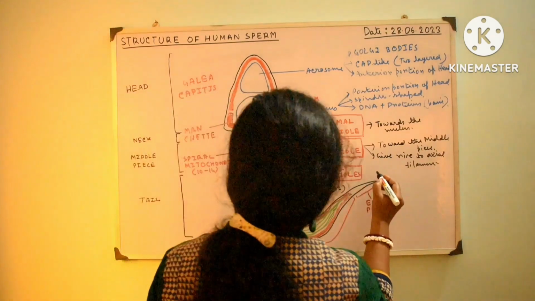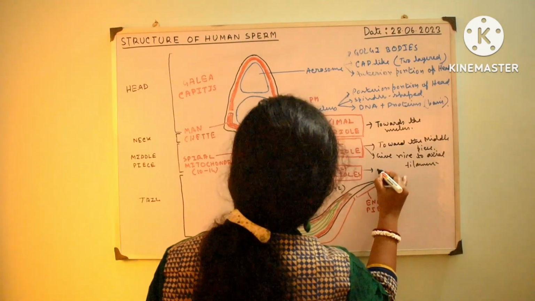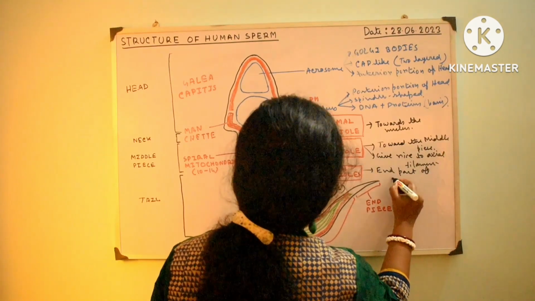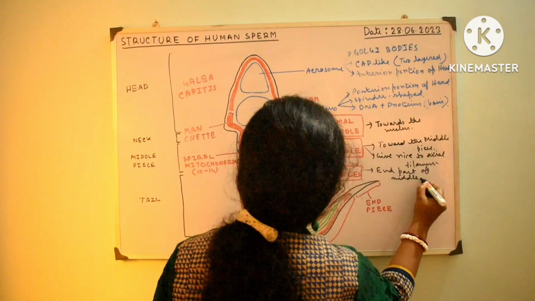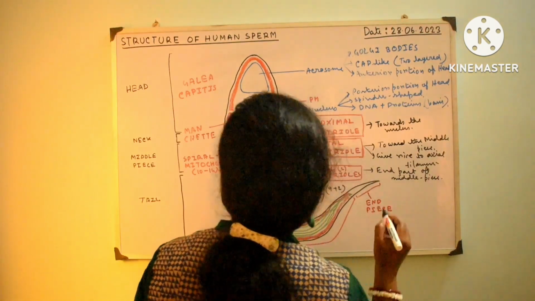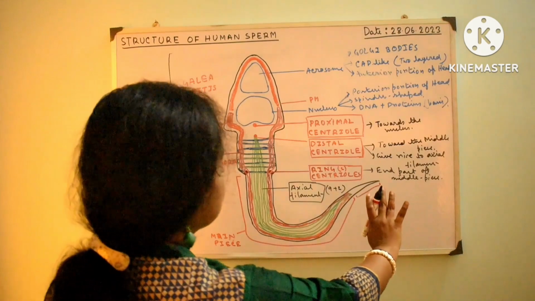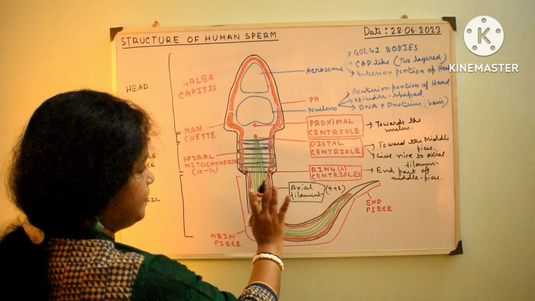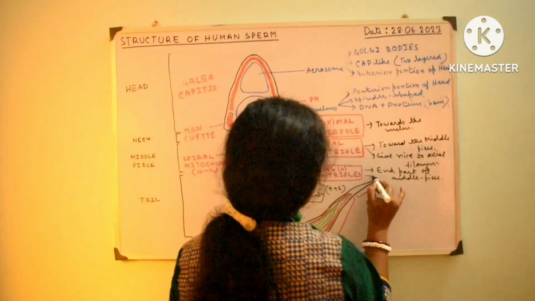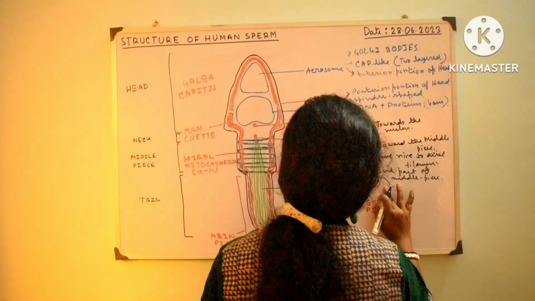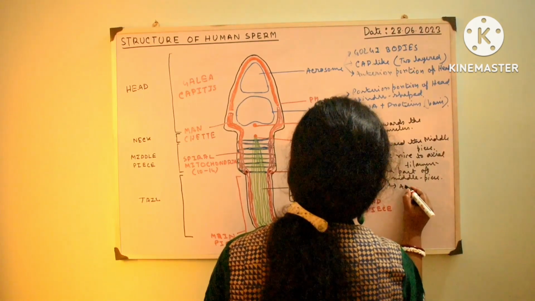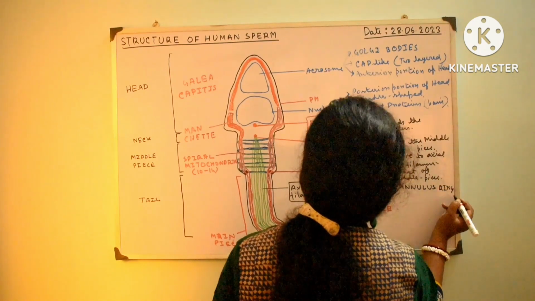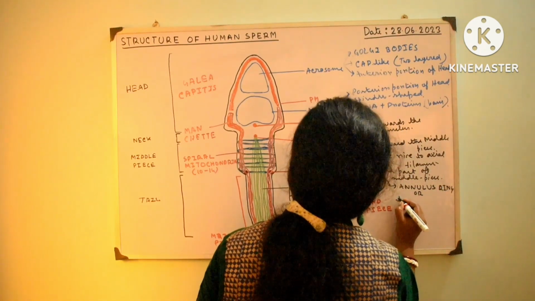Okay, the ring centriole is present where? At the end part of the middle piece. Ring centrioles are present at the end part of the middle piece. The ring centriole is also known as the annulus ring, or Jansen's ring.